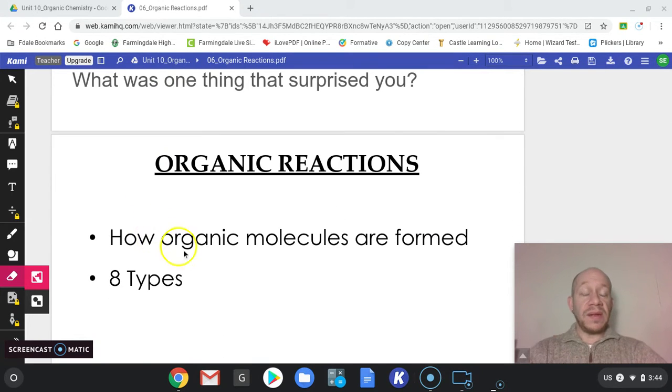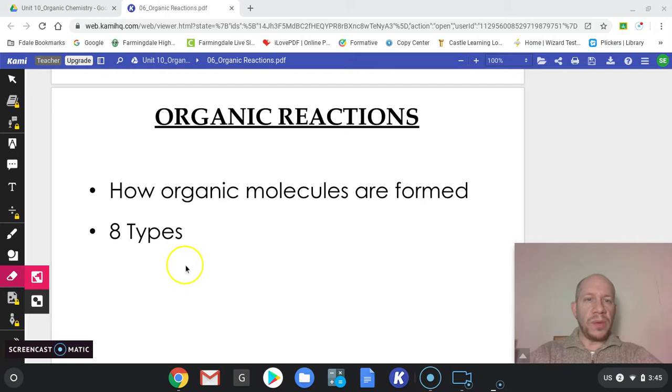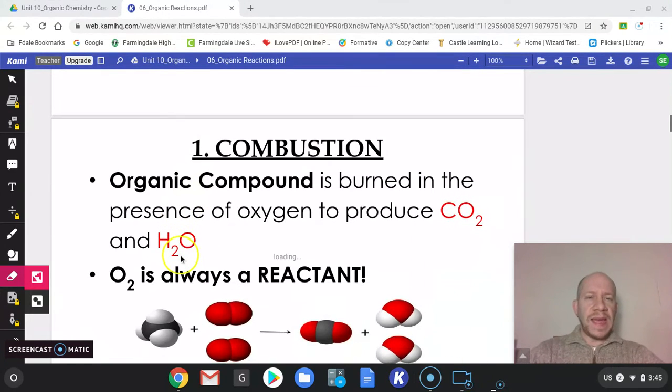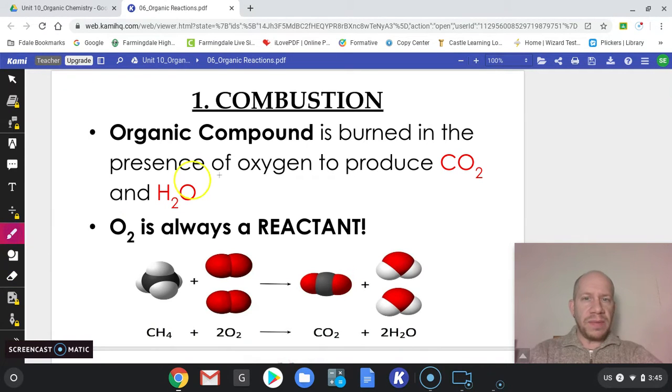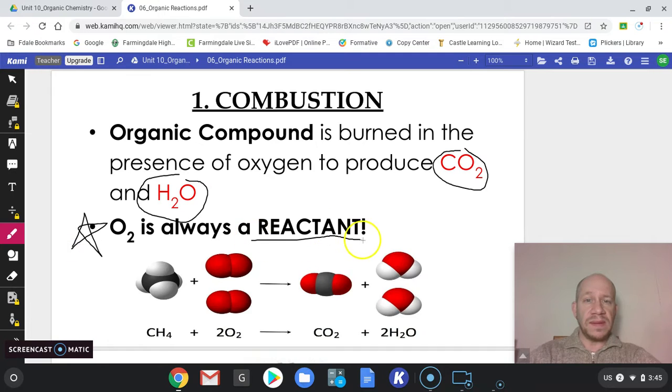There are 8 types of organic reactions, and these are how organic molecules are formed. Type 1, combustion reactions. This is when an organic compound is burned in the presence of oxygen to produce CO2 and H2O. O2 is always a reactant. So here we have CH4, which we've learned the name is methane. And when we burn it in the presence of oxygen, we produce CO2 and water.